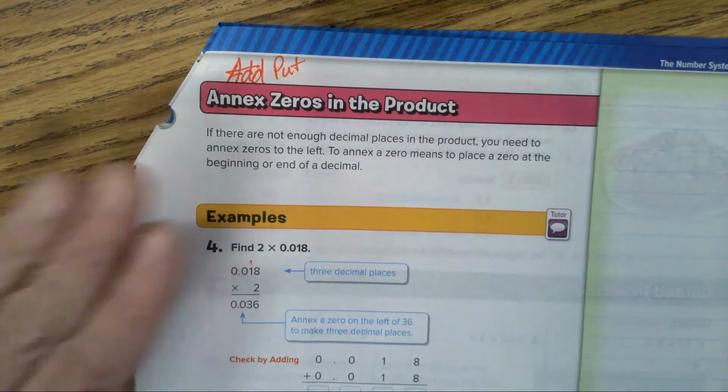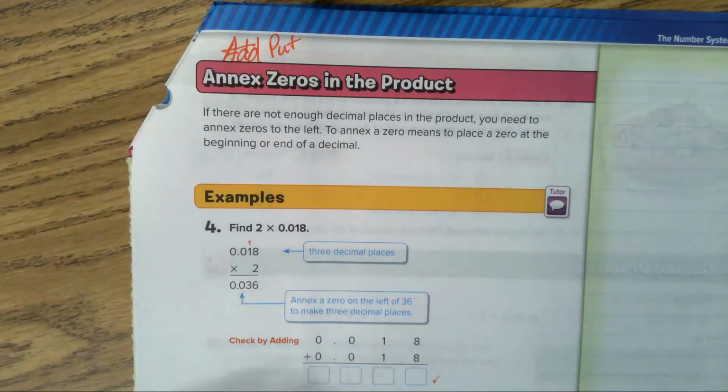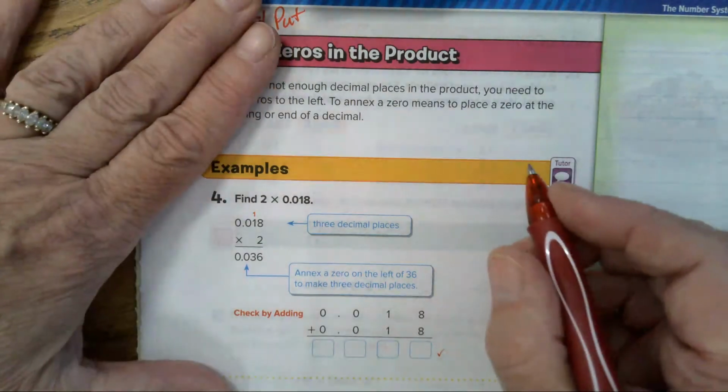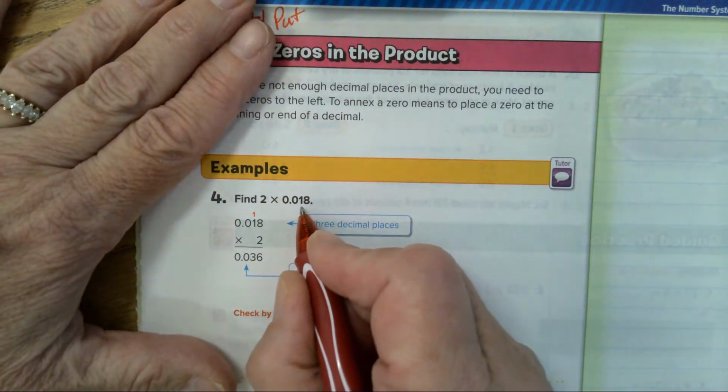Okay, let's all do this problem. Instead of just doing what they did at the bottom, let's just rewrite the whole problem. Okay, put this number on top because it has the most digits.